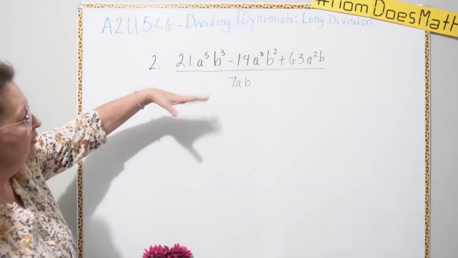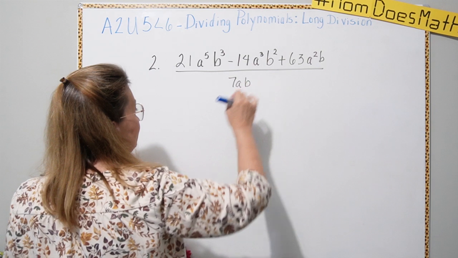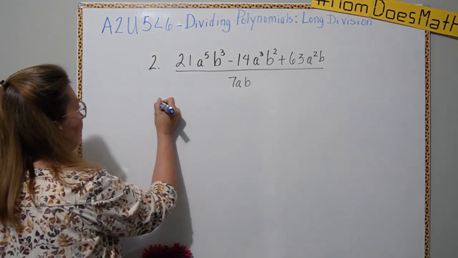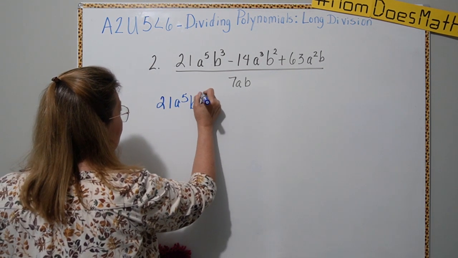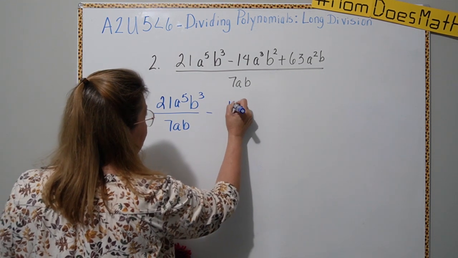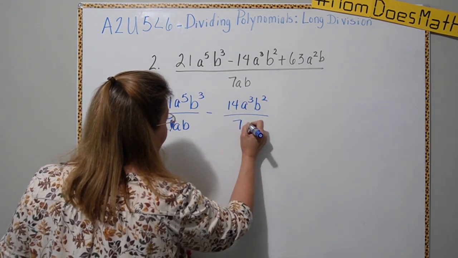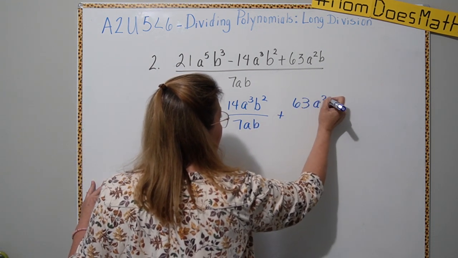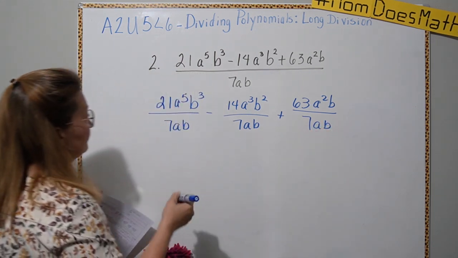Okay, number 2 is 21a to the 5th b to the 3rd minus 14a cubed b squared plus 63a squared b all over a monomial. So just like the other problem, I'm going to rewrite every term in the numerator and put it over its own denominator so that I will have room to do all my canceling out, and I can see what I've done. Over 7ab. Okay, let's just cancel each one.